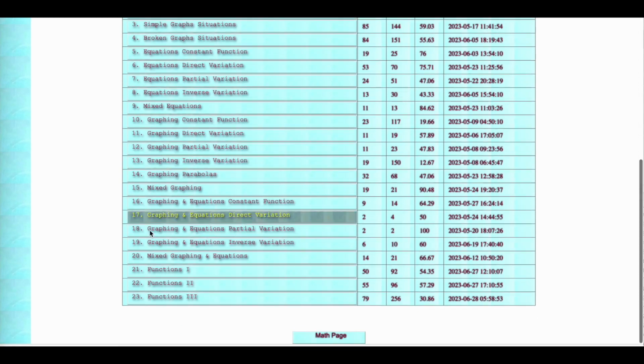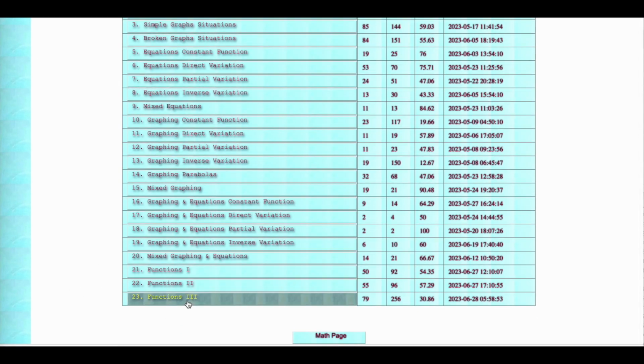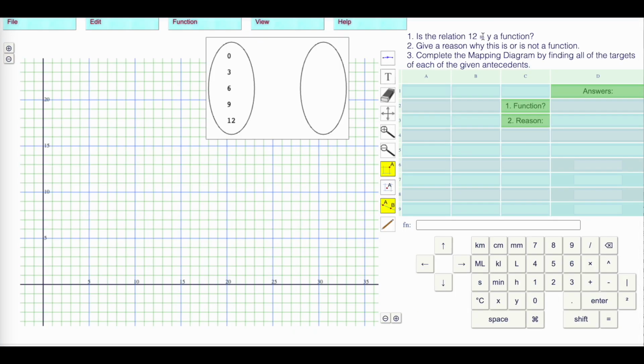This is modes of representation, looking at level 23. We're asking, is y equal to 12 a function? Give a reason why this is or is not a function. Complete the mapping diagram by finding all the targets of each of the given antecedents. These are the antecedents, these are the x values. The targets are the y values.